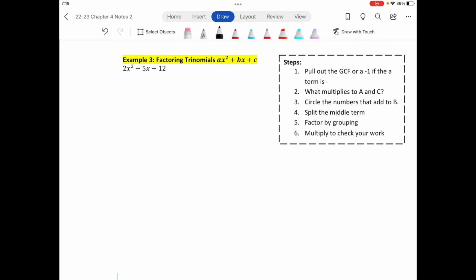And we're going to say, well, what numbers multiply to the product of a times c? Remember that a is going to be the number in front of the x squared, which is 2. B is the number in front of x, negative 5. And c is the constant, negative 12. So if we do a times c, we'll be doing 2 times negative 12, which is negative 24. And we want to list what are all the numbers that multiply to negative 24.